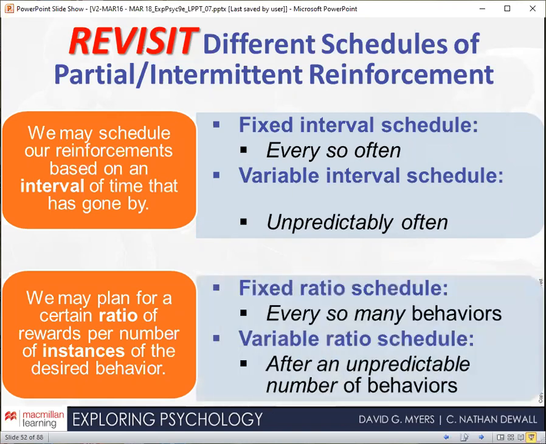Then we have a plan of reinforcement that may be based on a ratio of rewards per number of instances of the desired behavior. For example, we could have a fixed ratio schedule, paid for every 10 units of work you complete. So you're working on an assignment where you have to produce a certain amount of some sort of product and then you get paid. Or it could be a variable ratio schedule. After an unpredictable number of behaviors, for example, unpredictably getting a good job comment about some unit of work you completed by your supervisor. So those are some of the examples of these partial or intermittent reinforcement schedules.